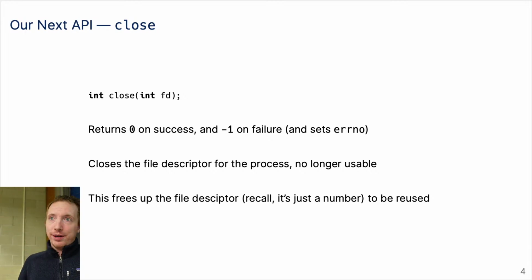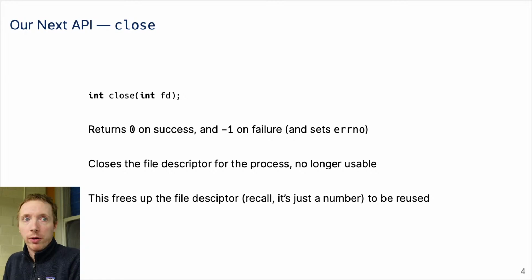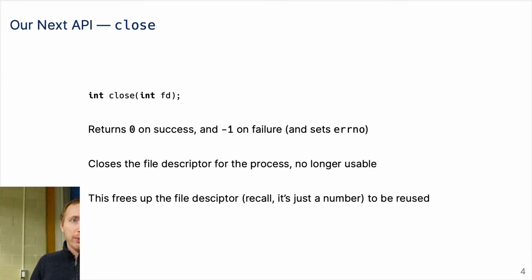So close, it's another C function, 0 on success, minus 1 on failure, so that's errno. It closes the file descriptor for the process, so that's no longer usable, and the file descriptor is just a number, you don't know what it refers to. So it frees up the file descriptor, and it can be reused because the way the Linux kernel works is whenever it creates a new file descriptor, it's going to use the lowest number possible, and we kind of saw that way back in the day.